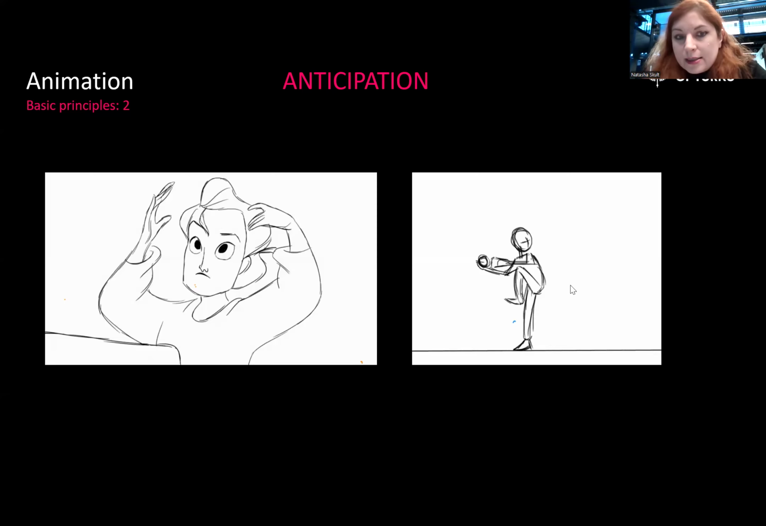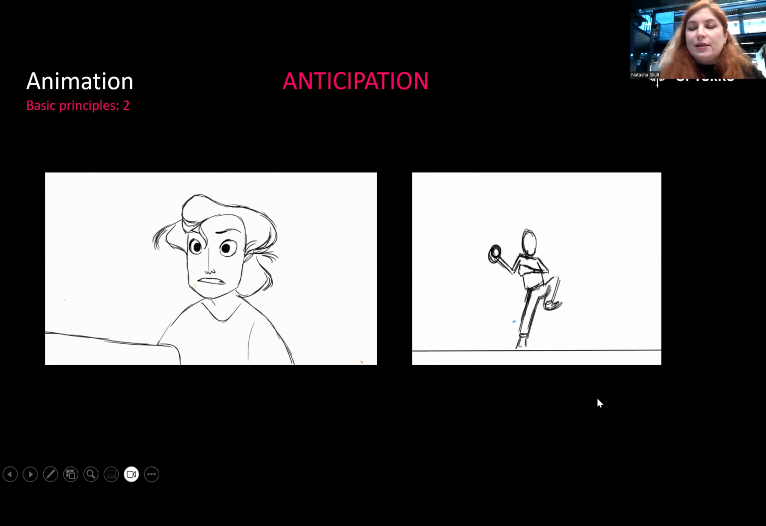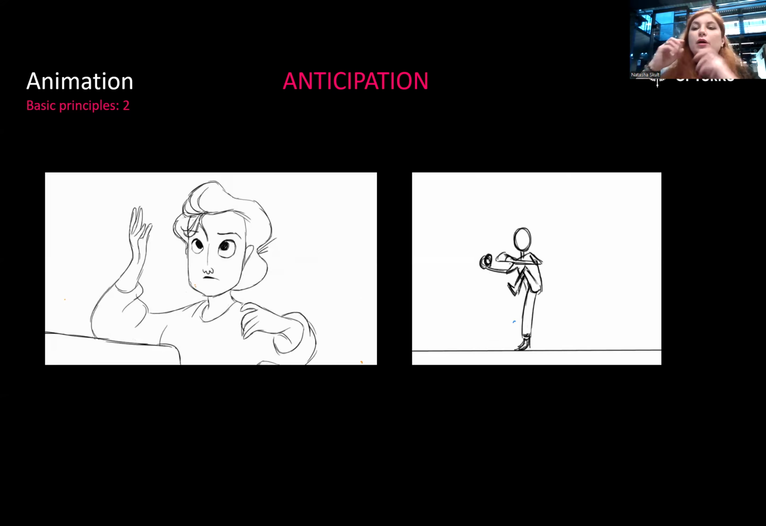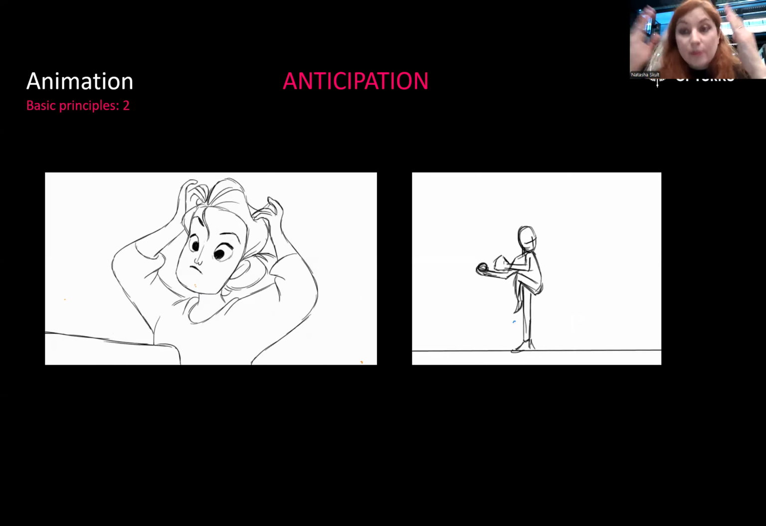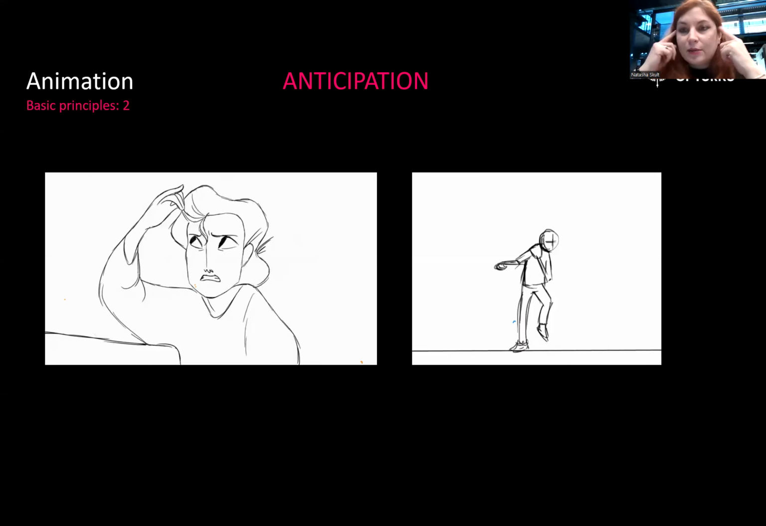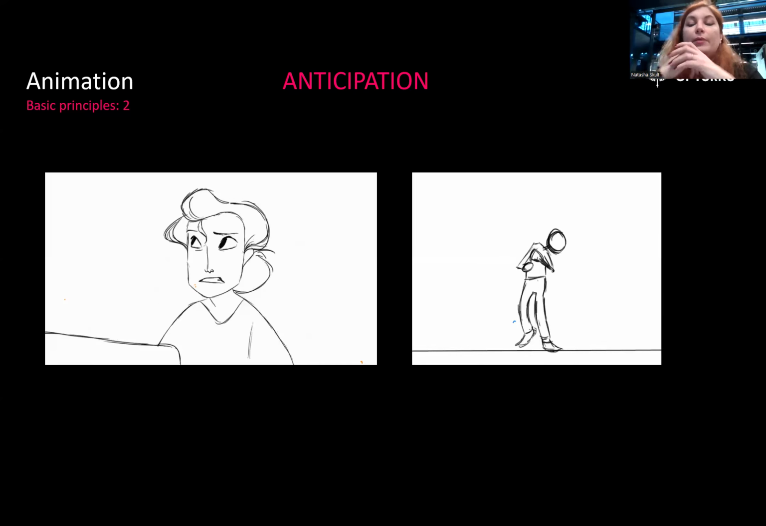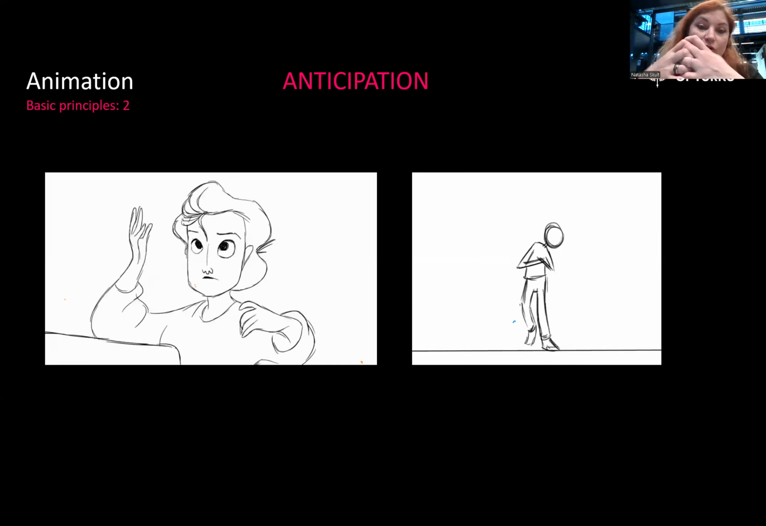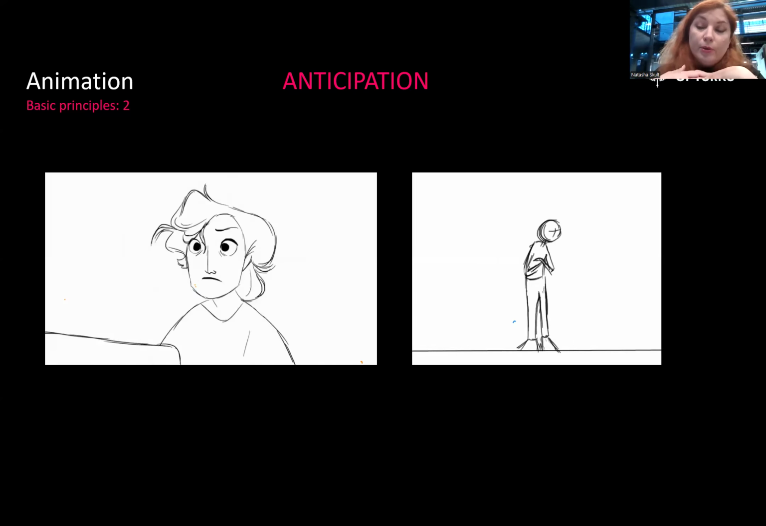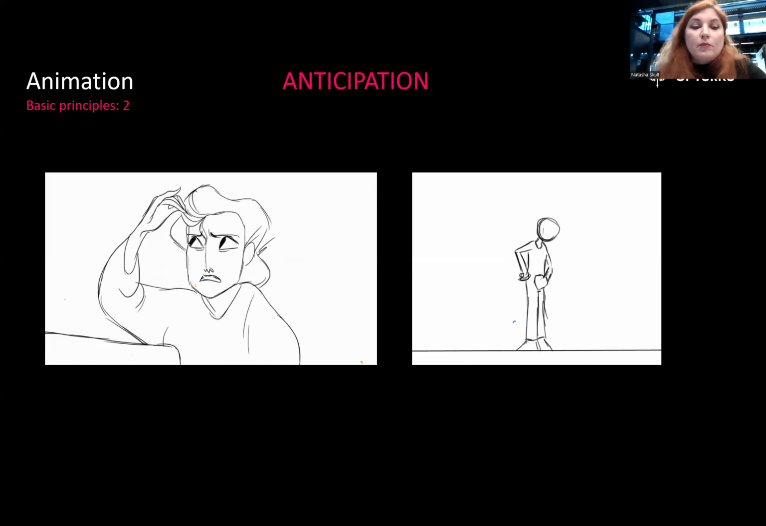So in this case, anticipation is exactly this, where you are preparing for the main movement. Now let's watch it again. By seeing the character lifting, going back, you already understand what it's going to do, and this happens subconsciously. You don't need to be fully aware of it, but we are giving it to the user. It's really important to make it believable.